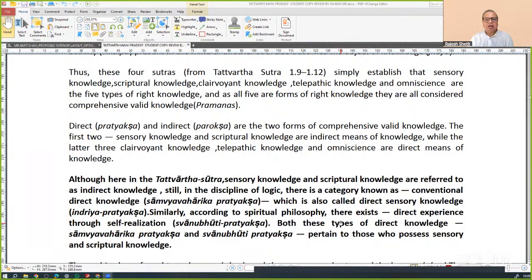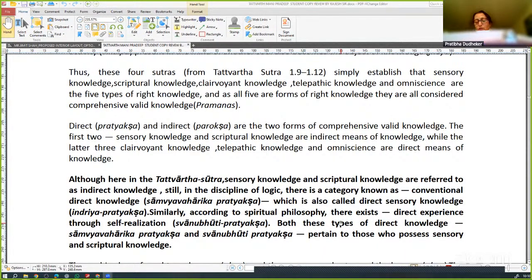So there is a third category that has been created to function in day-to-day life situations, called conventionally direct knowledge, Samvyavarik Pratyaksh, which is also called direct sensory knowledge, Indriya Pratyaksh. Similarly, according to spiritual philosophy, there exists direct experience through self-realization, Swanubhuti Pratyaksha. Both these types of direct knowledge, Samvyavarik Pratyaksh and Swanubhuti Pratyaksh, pertain to those who possess sensory and scriptural knowledge. The soul is also referred to as a knower, and the senses are also termed the knower.